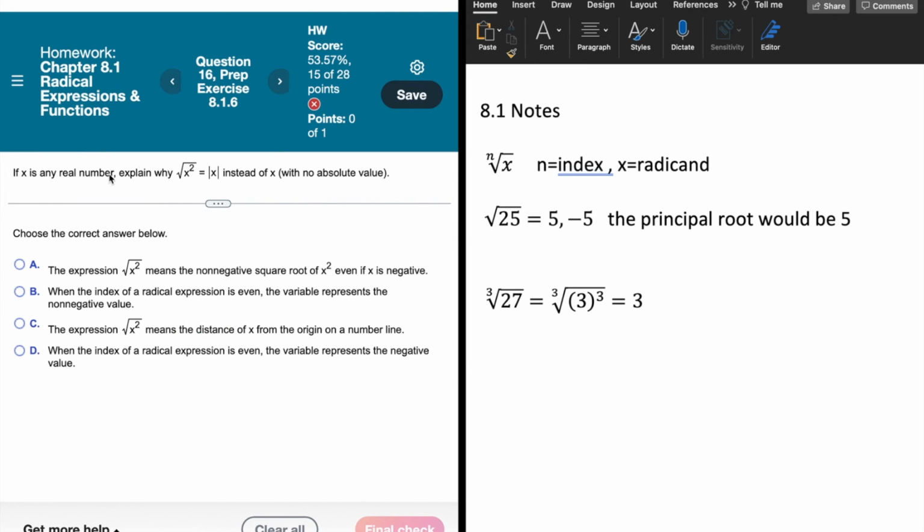All right. Up next, we get a very interesting idea here. If x is any real number, explain why this must be equal to absolute value x instead of x with no absolute value. Well, maybe let's try that by example. So let's say that I just had the square root of x squared. And let's say we assume that that equals x.